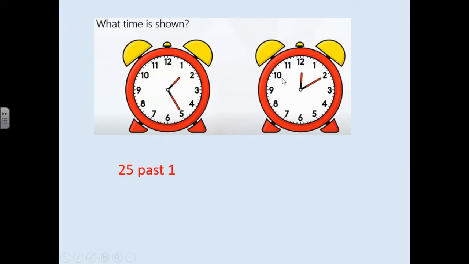Let's look at this clock here. We know that the minute hand is on 2 and the hour hand has gone just past 12. So let's start from 12 and count in 5s. 5, 10. So the time is 10 minutes past 12, or 10 past 12.